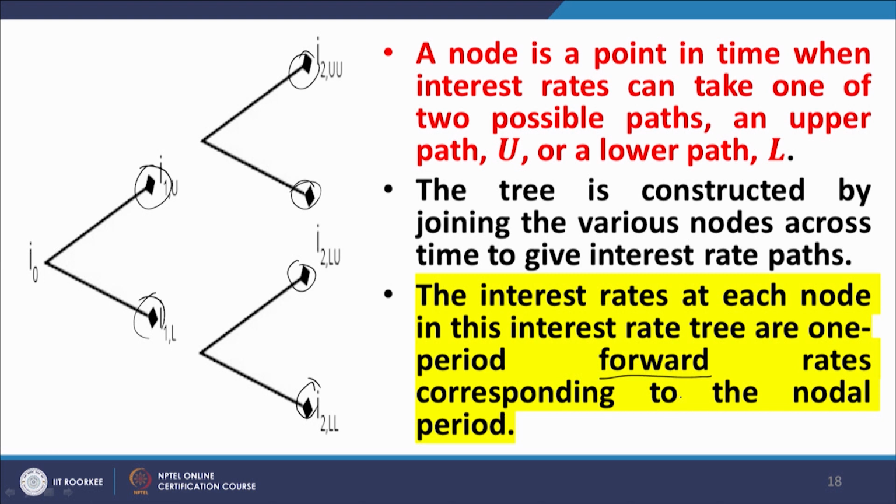So, at this point, say t equal to 1, when you are at this node, the rate is I 1 u or I 1 L. If the rate makes an up jump from I 0, it will go to I 1 u, and if it makes a down jump from I 0, it will go to I 1 L, but both these rates are estimated to be 50% probable, and both these rates are forward rates, that is, the rates are determined at t equal to 0 at this point.